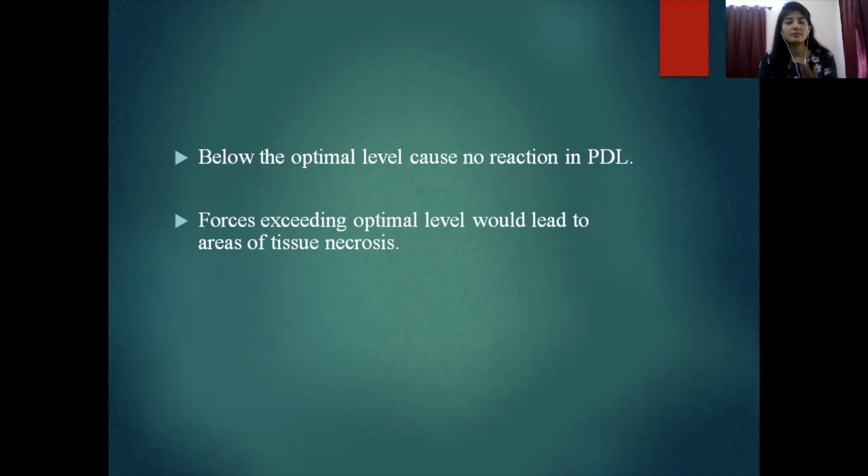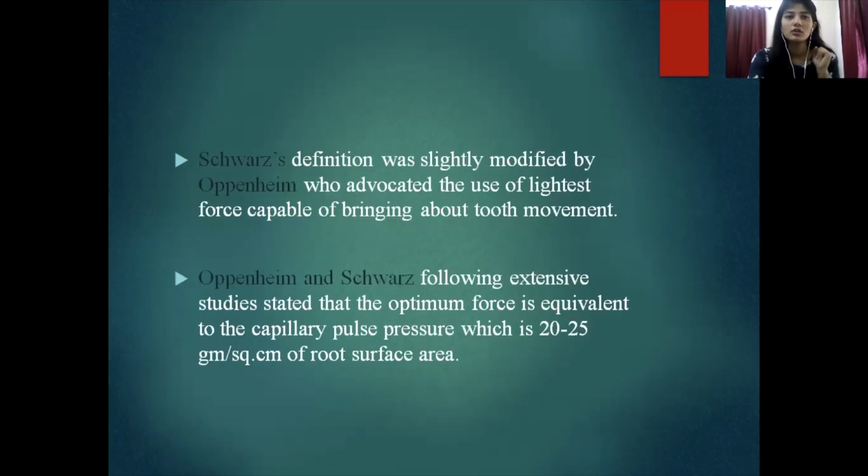So this is the basic concept: the optimal force is nothing but the threshold for the movement of the tooth. If the force is below this threshold, no change is going to happen in the PDL. But if the force is above the threshold needed for basic tooth movement, and there is too much force, then definitely tissue necrosis, or the dying of the tissue, is going to happen. So the optimal orthodontic force is the basic threshold required for the movement of the tooth.